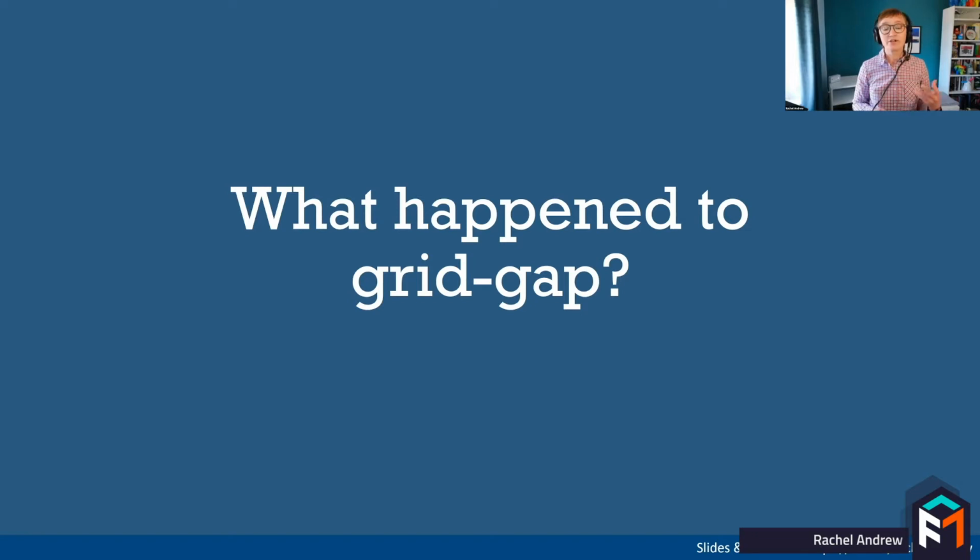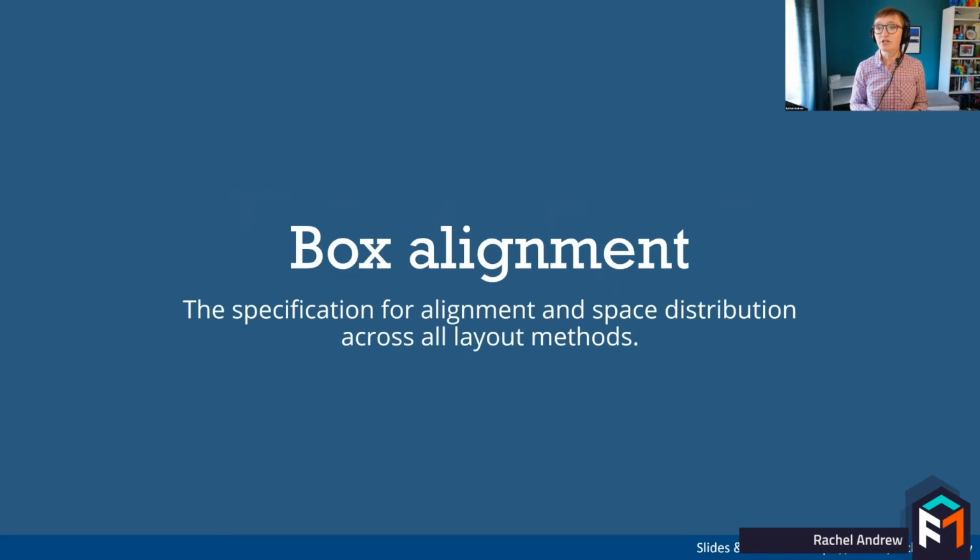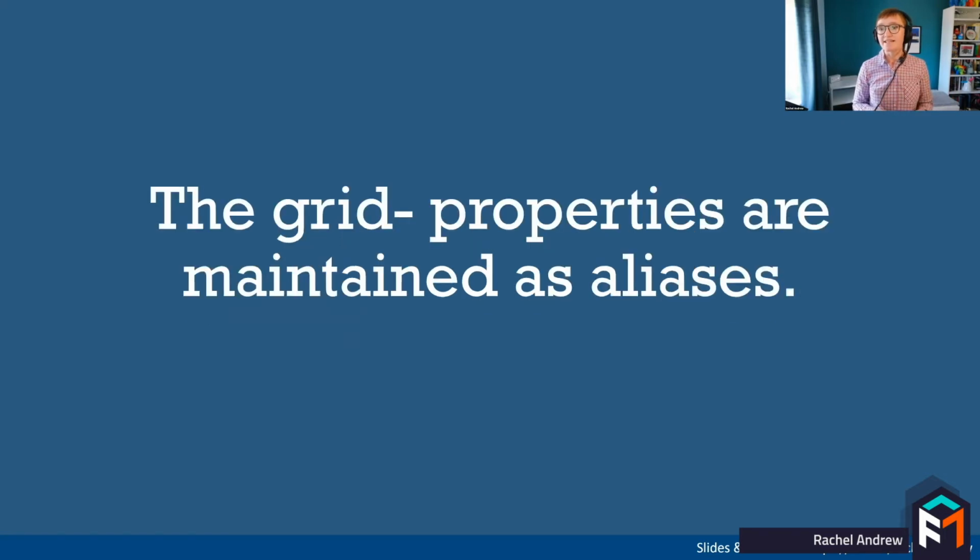So you can now use the unprefixed properties in Grid wherever it's supported, and the older properties are used as an alias. They've actually been moved into the box alignment specification, which is where all of the nice alignment stuff that originally showed up in Flexbox is specified. And so gaps are part of that specification because it deals with things like space distribution, which gaps kind of are. As I say, the grid-dash properties were maintained as aliases.